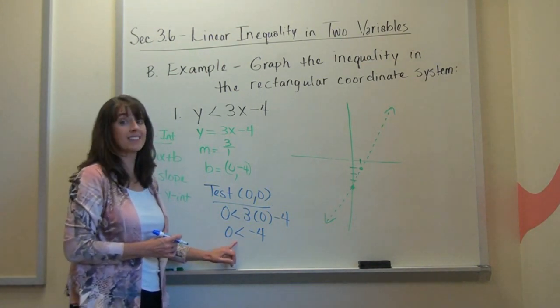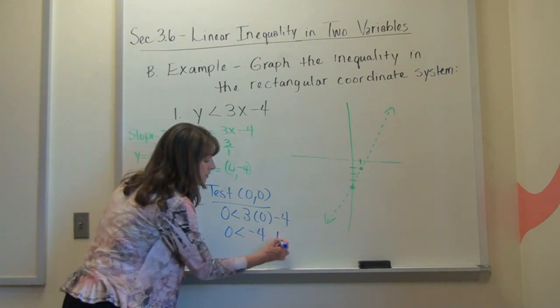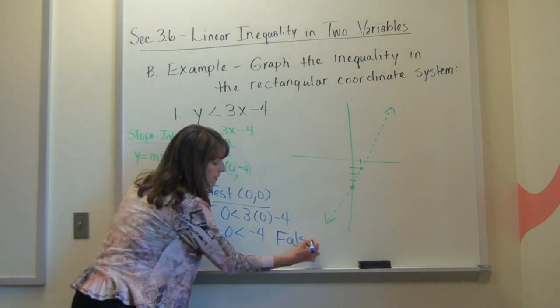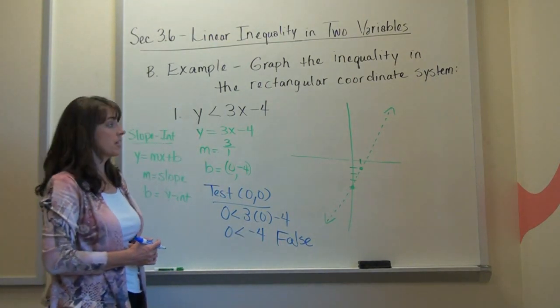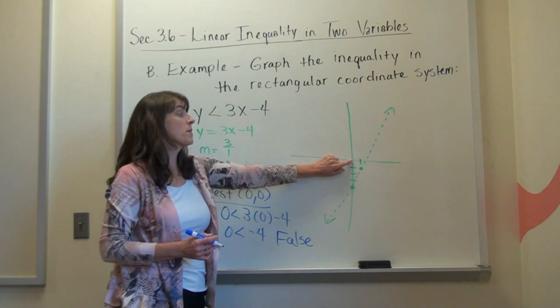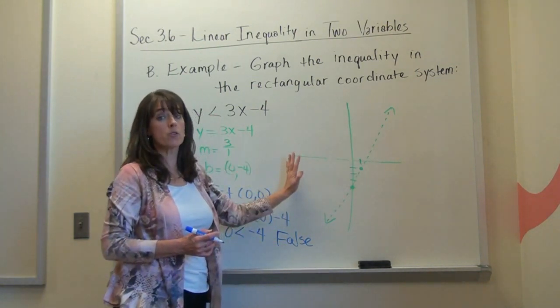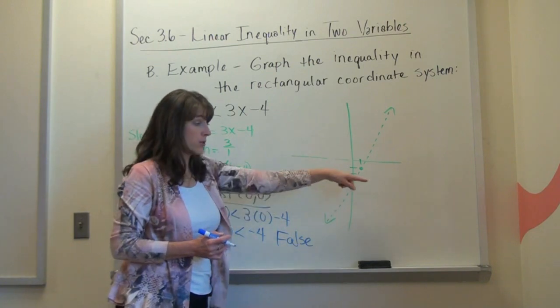Is 0, in fact, less than -4? No, it's not. This is a false statement. And remember, when it's false, that means this (0, 0) is not a solution. It won't work. But that also means everything else over here is not a solution. So where are the solutions then? Sure, they're on the other side.